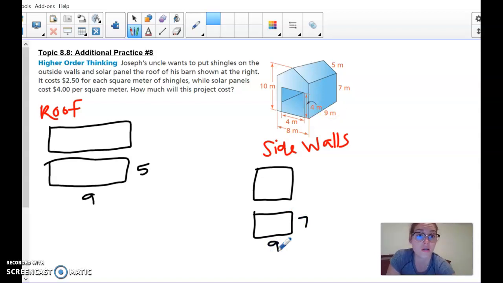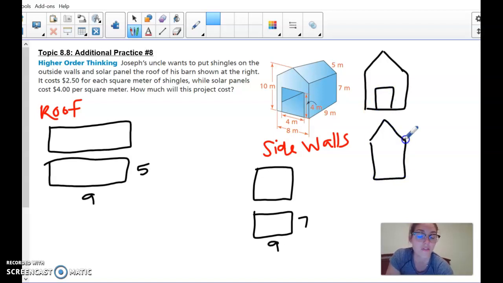So the front, I'm going to put it up here. Looks like this. And then actually has a doorway cut out of it. And then the back looks the same, but probably doesn't have a doorway. There's normally only one front. And that looks like the bottom is 8. The height of the side is 7, right? It would be the same as this height right here.